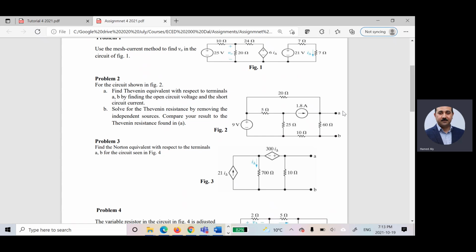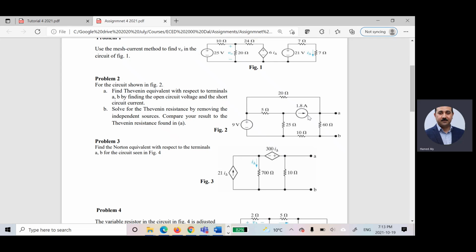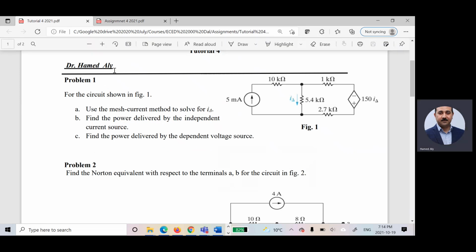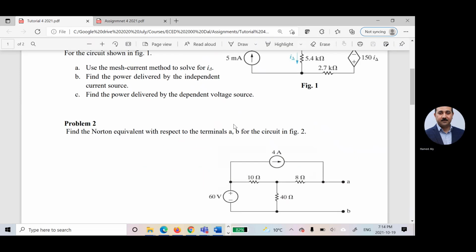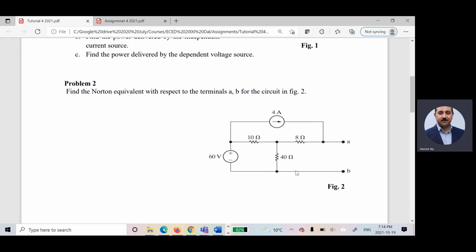For finding VThevenin, I'm finding the open circuit voltage. For finding RThevenin, here he is telling me remove this, which means substituted by open circuit, and remove this, which means substituted by short circuit, and find R between A and B. This will be RThevenin. Similar to this problem, this is similar to what I'm talking about.